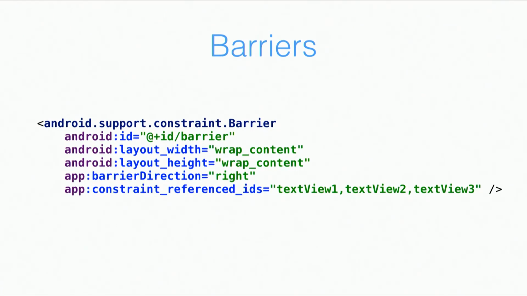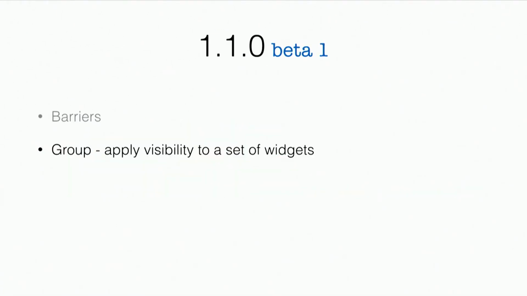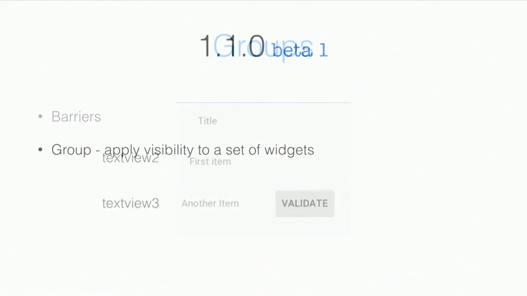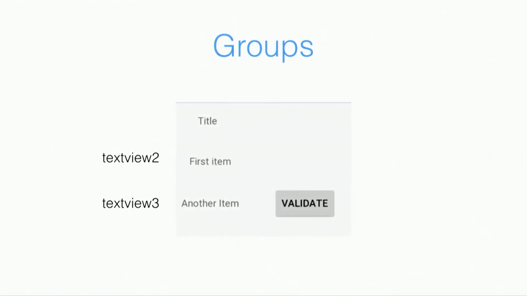Another thing we added was group. You'll see it has some similarities with barrier in some ways, but with group, the idea is that I just want to apply visibility to a set of widgets. That's something you can do by hand, in your code, but it means you have to maintain your own list of widgets. It's just annoying. So if we could specify it in XML, that's probably better. And this is exactly what groups are for. So if I take that same example, text view 2 corresponds to this element, text view 3 to this element, and let's say that they belong to the same group.